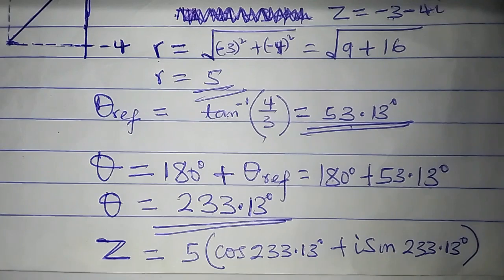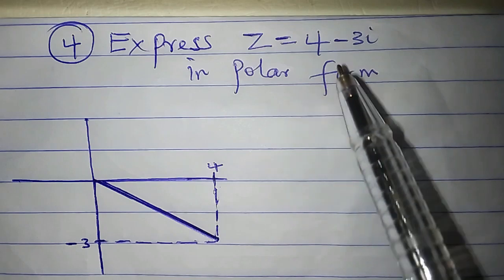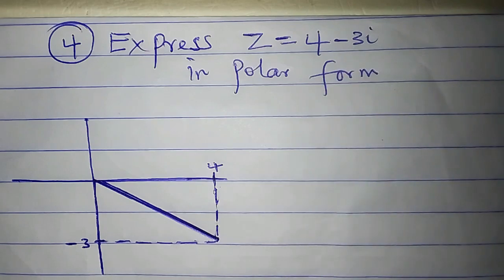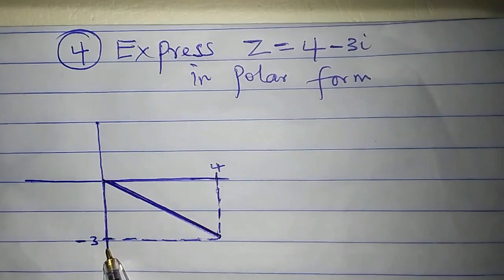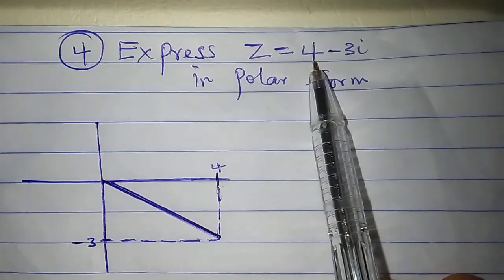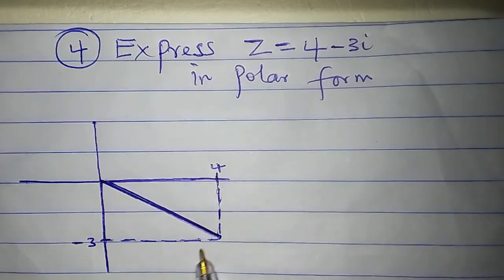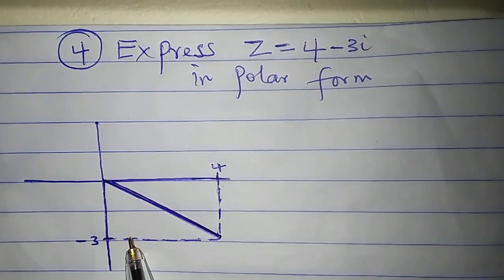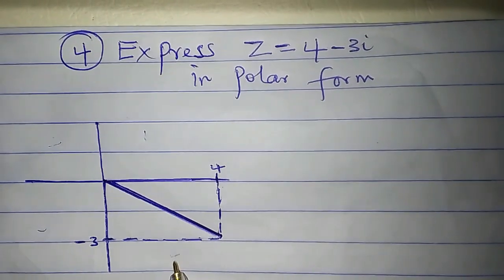So let us see the last question, and that vector falls under the fourth quadrant. Keep watching. Let us express z equal to 4 minus 3i in polar form. 4 minus 3i lies in the fourth quadrant. The imaginary part is negative, and this is the negative imaginary part. The real part is positive. This is the positive real part. So the vector lies in this quadrant, which is the fourth quadrant. This is first, second, third, and fourth quadrant respectively.